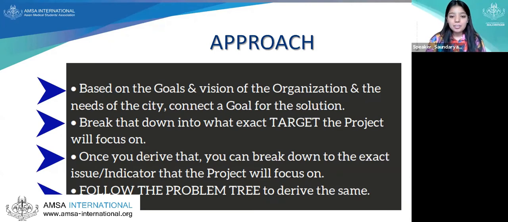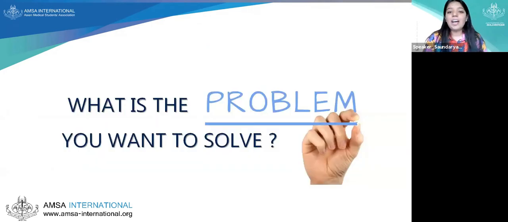So this is a brief intro. Let's start with the problem statement. So that's how we started. What is the problem you want to solve? Like I said, so many problems, but let's start with one problem statement. So if I take the example of project Back to Protect, that was one of the projects we worked on. So it focused on infectious diseases. Infectious disease, also a very broad category, aligned with SDG 3.3, but that's something I'll come on to later on. Then we need to be more specific about the problem.